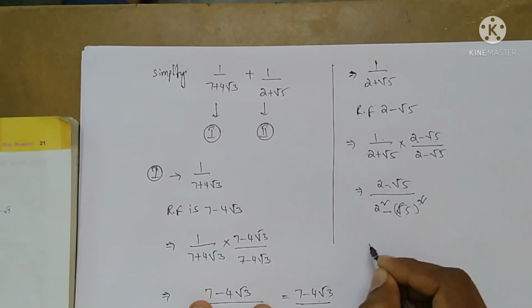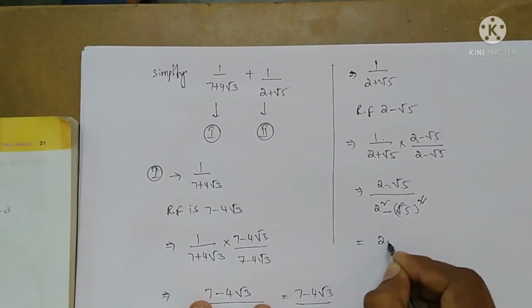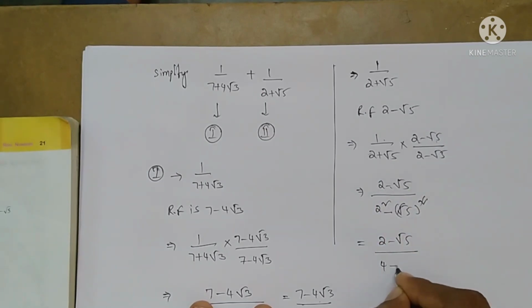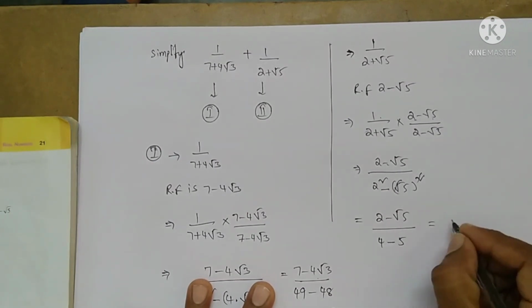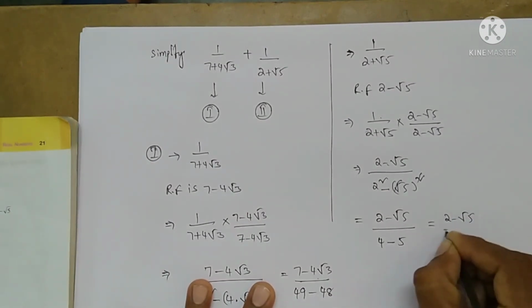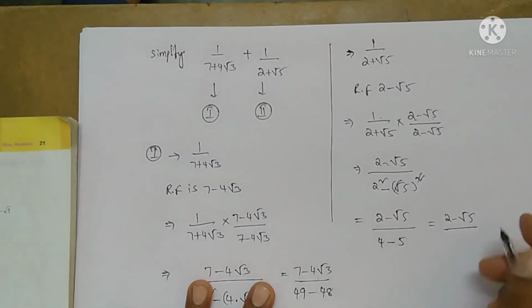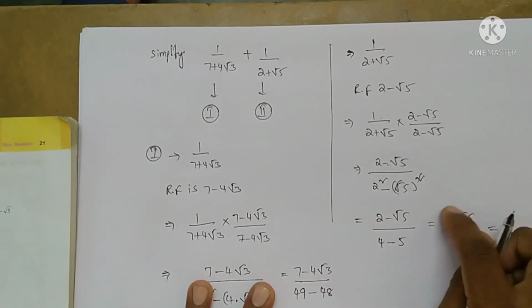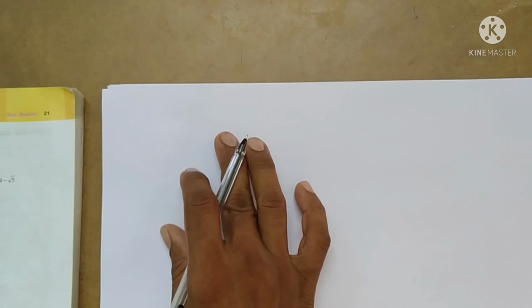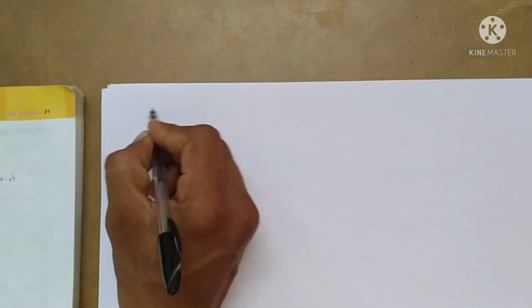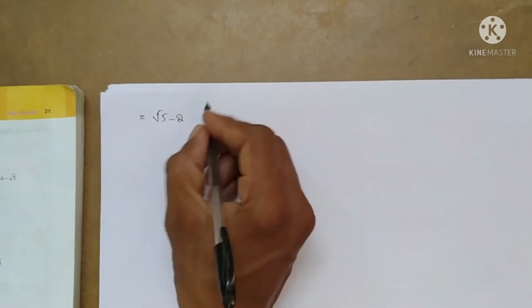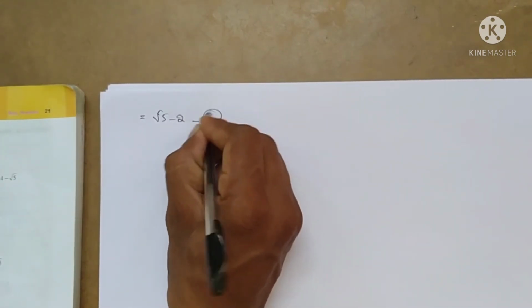Here the square root cancels. So that is equal to 2 minus root 5 by 2 square means 4 minus 5. So that is 2 minus root 5 by 4 minus 5. The result is minus 1, right? Multiply the entire value with minus. So the result is root 5 minus 2. This is the equation 2 result, right?